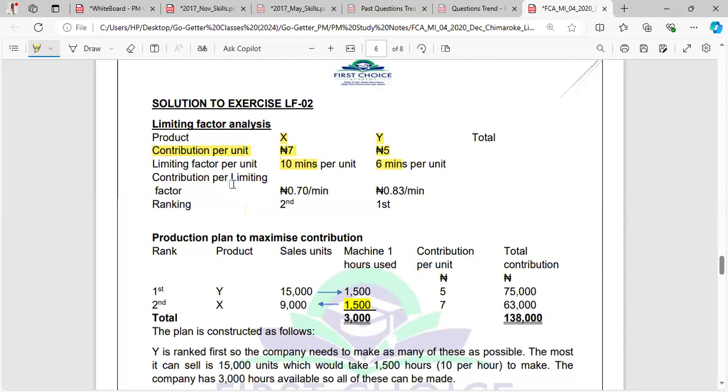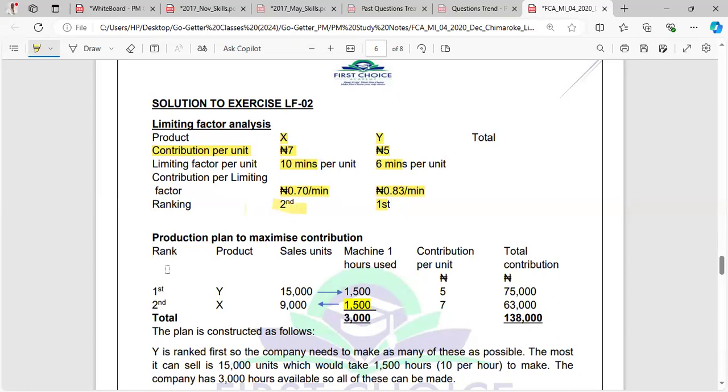So what can it do? Given this machine, what is the contribution from that machine? So this is the contribution and this is the contribution. So which one of them give you a higher contribution? It's Y. So it means that based on our scarce resource, you are going to do Y first, because it will give us a higher contribution given the limiting factor. So you will satisfy Y first before you satisfy X.